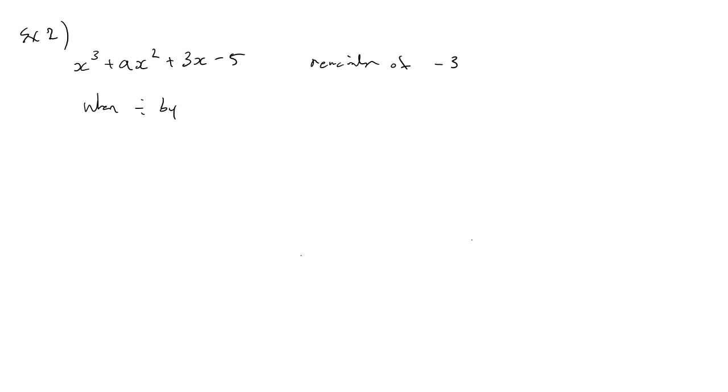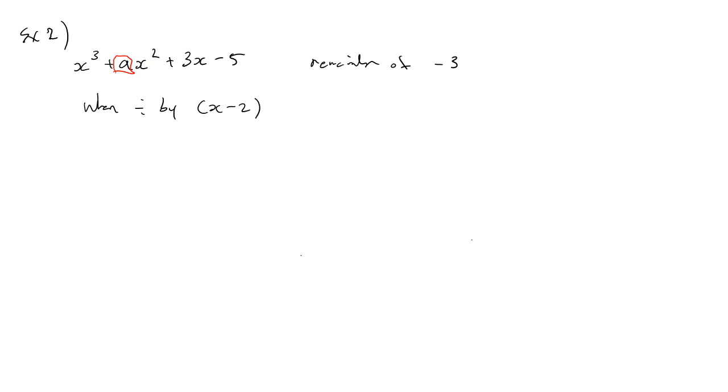Example 2. Let's say the polynomial x cubed plus a x squared plus 3x minus 5 has a remainder of negative 3 when it's divided by x minus 2. And the question says find a. So we're trying to find the coefficient of x squared.